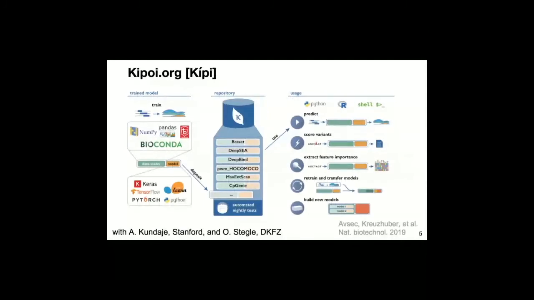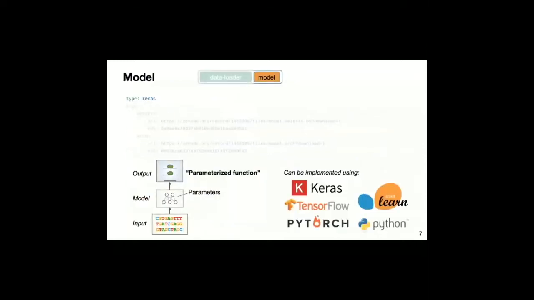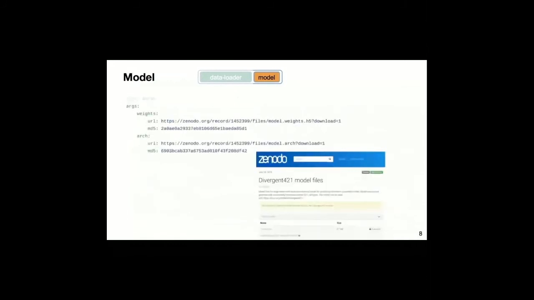To address this need, we have initiated KIPI, a repository of trained predictive models, together with the labs of Anshul Kundaji and Oliver Stegle. KIPI models are simply shared as a YML file describing the trained model. Trained models consist of a model component, a parameterized mathematical function which can be implemented using a variety of ML frameworks, thereby serving the genomics community rather than specific developer communities. Model architecture and weights are stored on data repositories like Zenodo, ensuring immutable and long-term access.